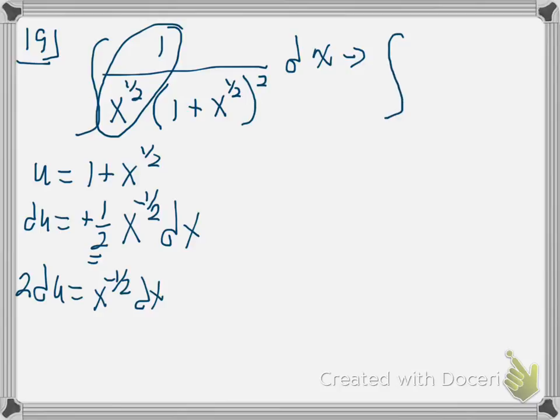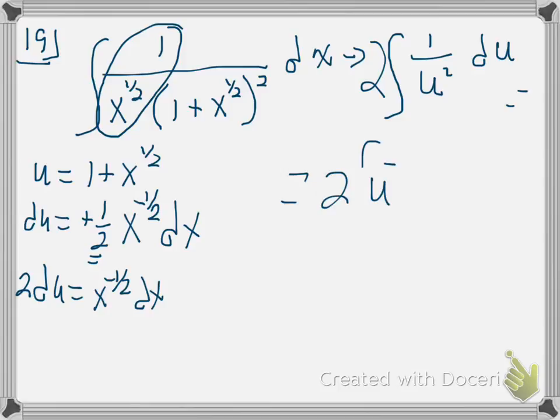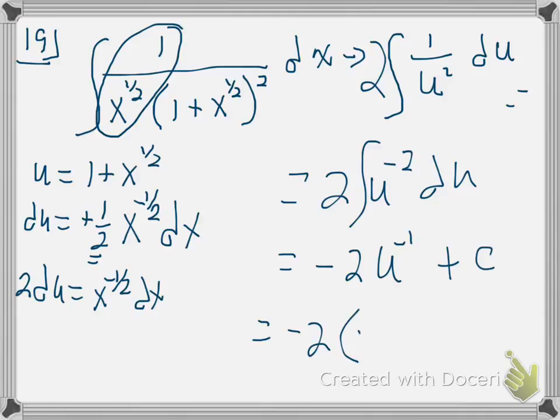So now we're going to rewrite this thing. 2 times the integral of 1 over u squared du, which becomes 2 times the integral of u to the negative 2 du, which is negative 2 u to the negative 1 plus c, which is negative 2 times (1 plus x to the 1/2 power) raised to the negative 1 plus c. You can leave it like that. If you want to write it negative 2 over 1 plus x to the 1/2, or 1 plus the square root of x plus c, that's fine. Equivalent is fine. Otherwise, you can leave it like this.